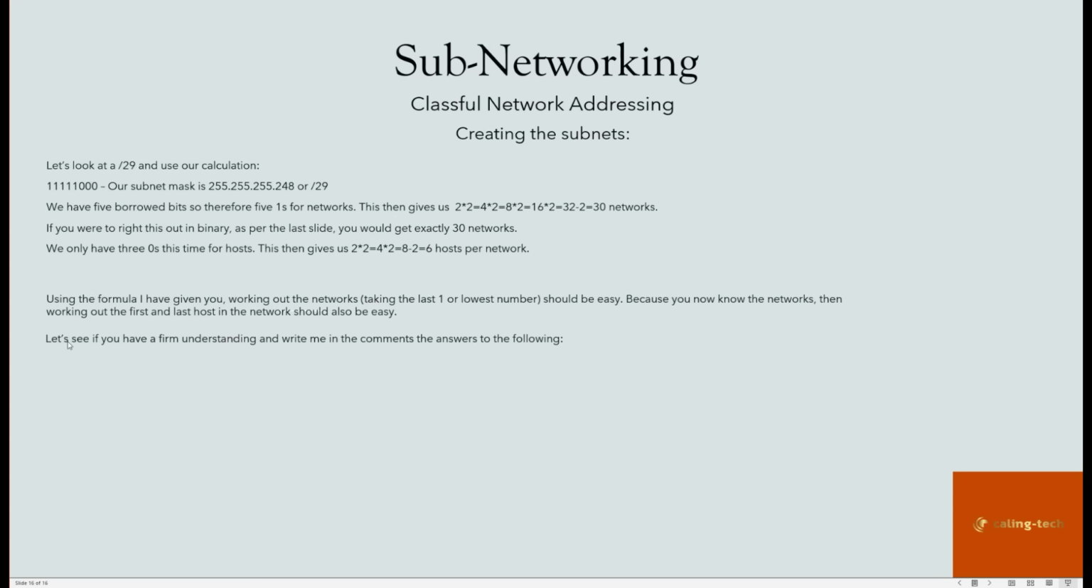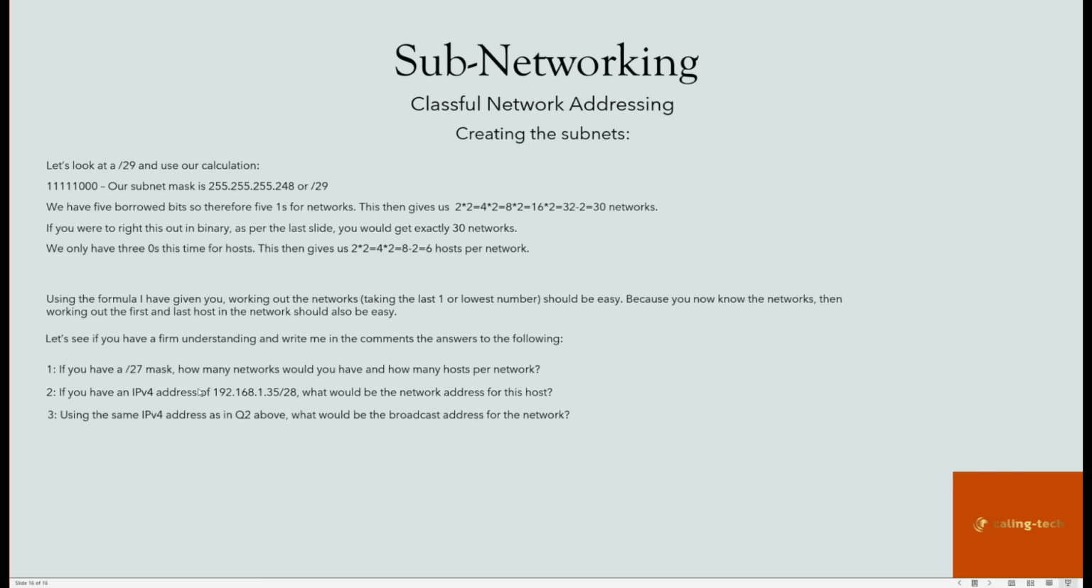Bearing that in mind, what I want to do is see if you have a firm understanding, and write me in the comments the answers to the following. If you have a /27 mask, how many networks would you have and how many hosts per network? If you have an IPv4 address of 192.168.1.35 with a /28 mask, what would be the network address for this host? Also, using the same IPv4 address that we've used in question 2, what would be the broadcast address for the network?